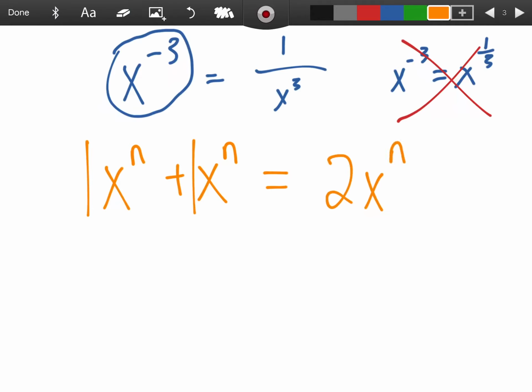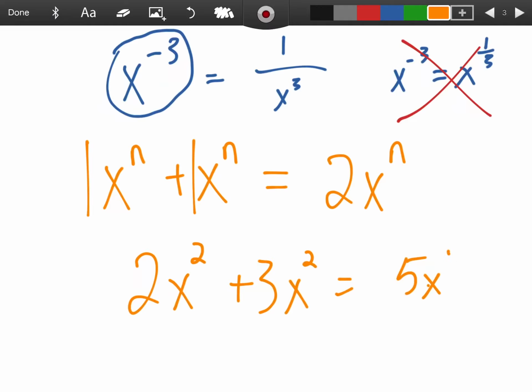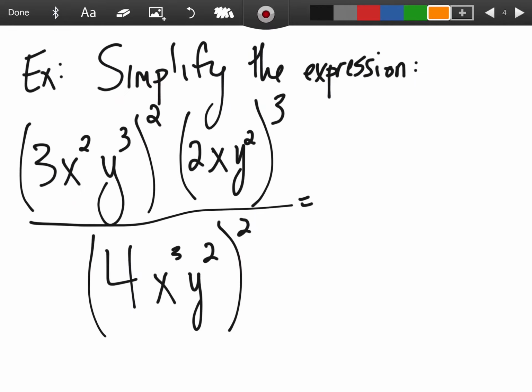All right, a quick example of that is, say we have 2x squared plus 3x squared. In this case, all we're doing is adding their coefficients together, and then the base and exponent stay the same. So that's 5x squared. Let's do one long example problem here. I'm going to change one thing. Let's change this to a y to the negative 2, and we'll make this an x to the negative 2 up here, just so we have some negative work.